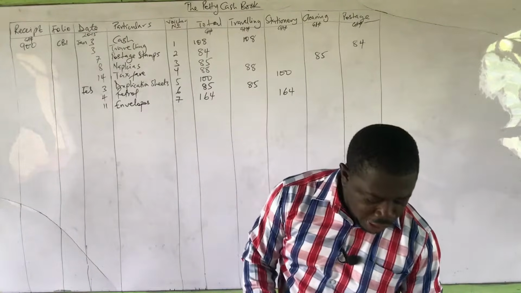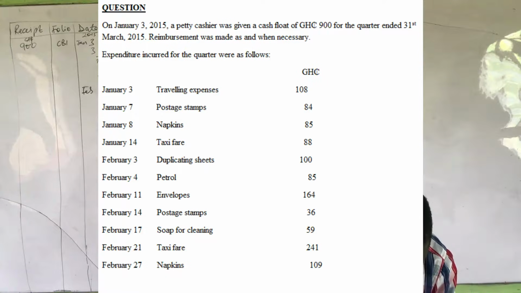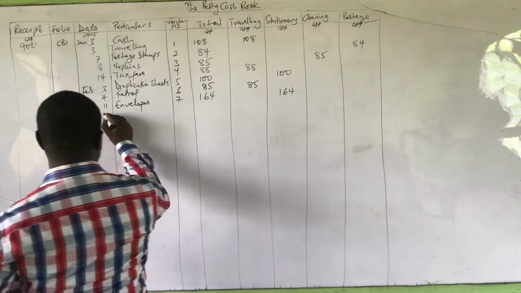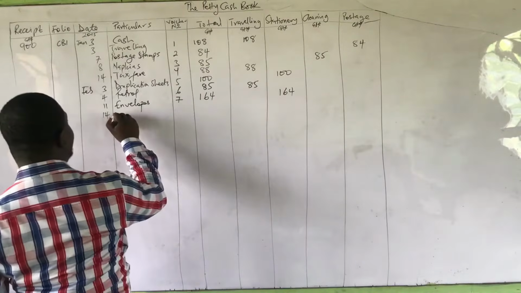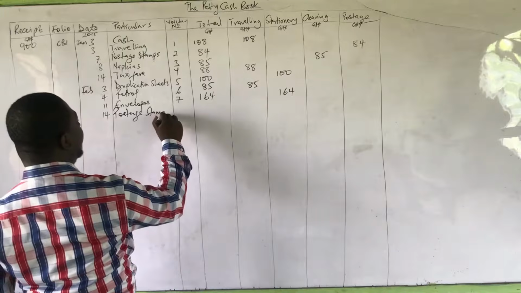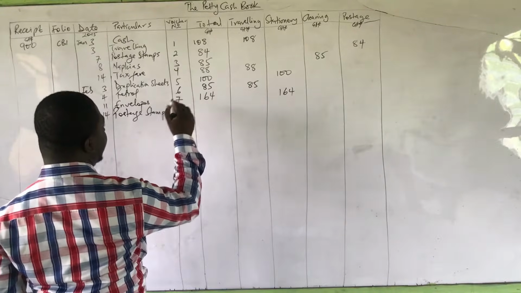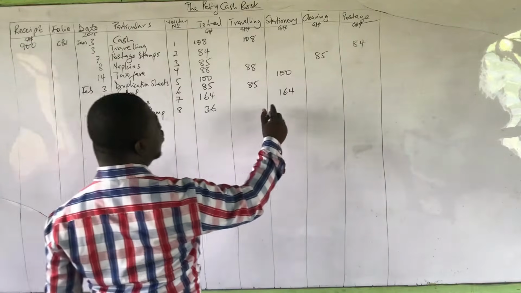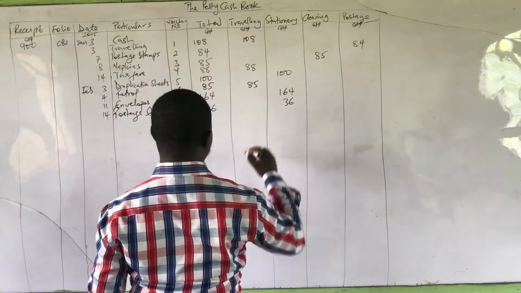After 164, the next item there is postage stamp, 36. Of course, we can pay postage stamp out of the 186 that is left. And the date is on the 14th. So on the 14th of February, we made payment for postage stamp. And the payment voucher will be numbered as number 8. And the amount involved is 36 cedis. So postage stamp goes under stationery, 36.